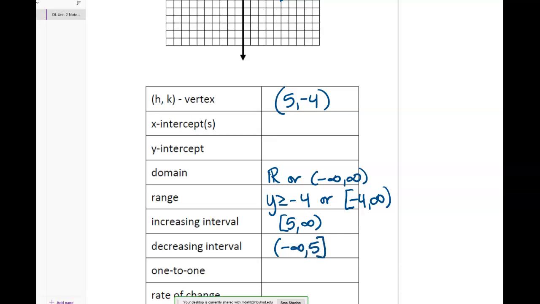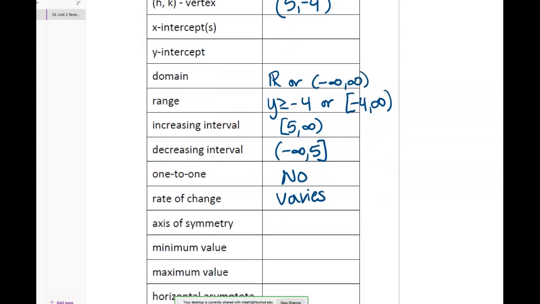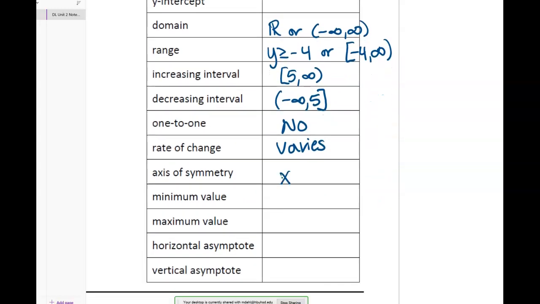Make sure you are using the x values to explain those, not the y values. It's not one-to-one. You're not going to be asked about the rate of change since it varies. Your axis of symmetry should be at x equals 5. Your minimum value should be at negative 4. There is no maximum value, and we are not doing asymptotes. I haven't gone through intercepts yet. Are we okay with the rest of the information up here? Any questions about those characteristics?